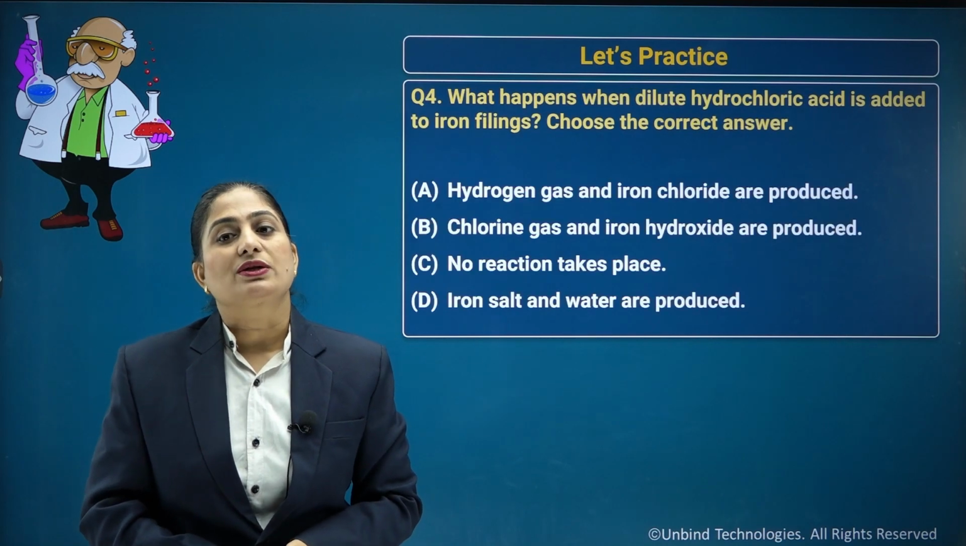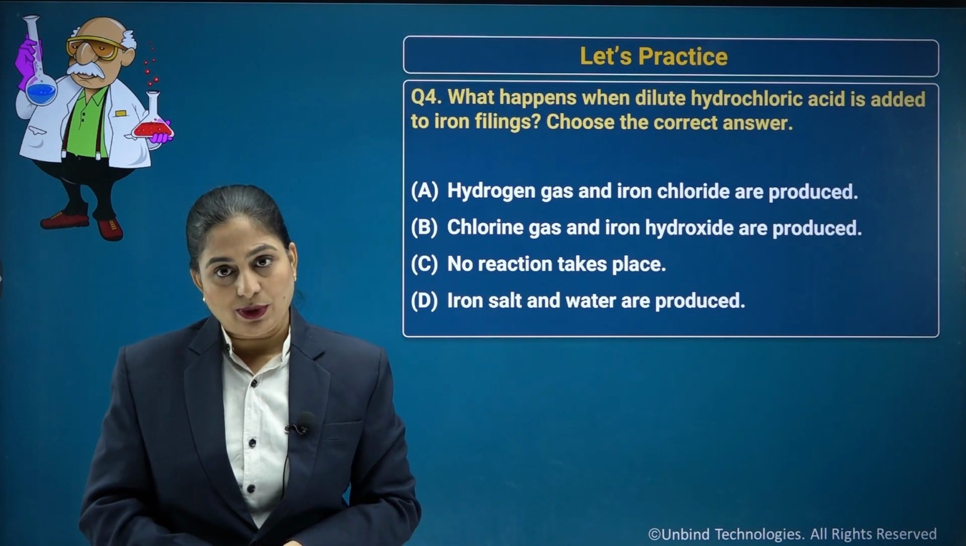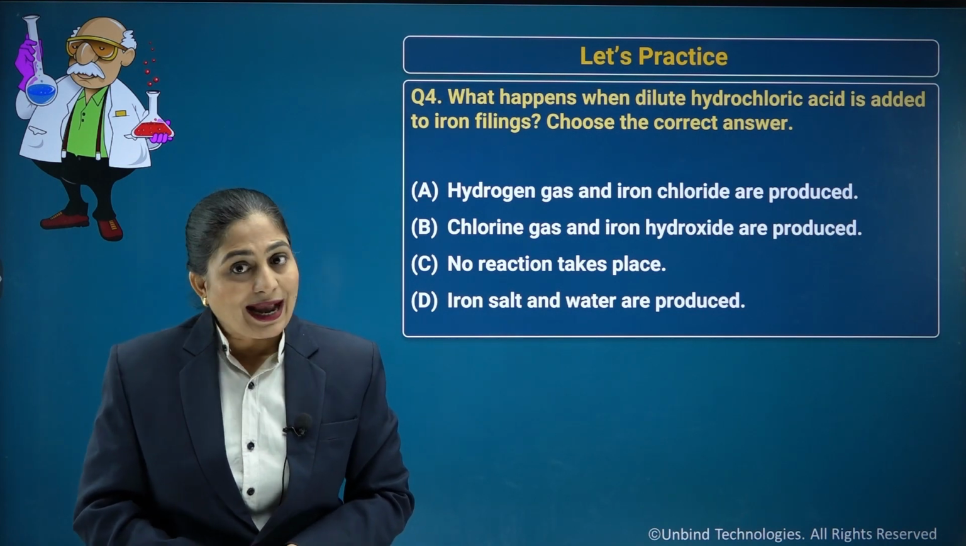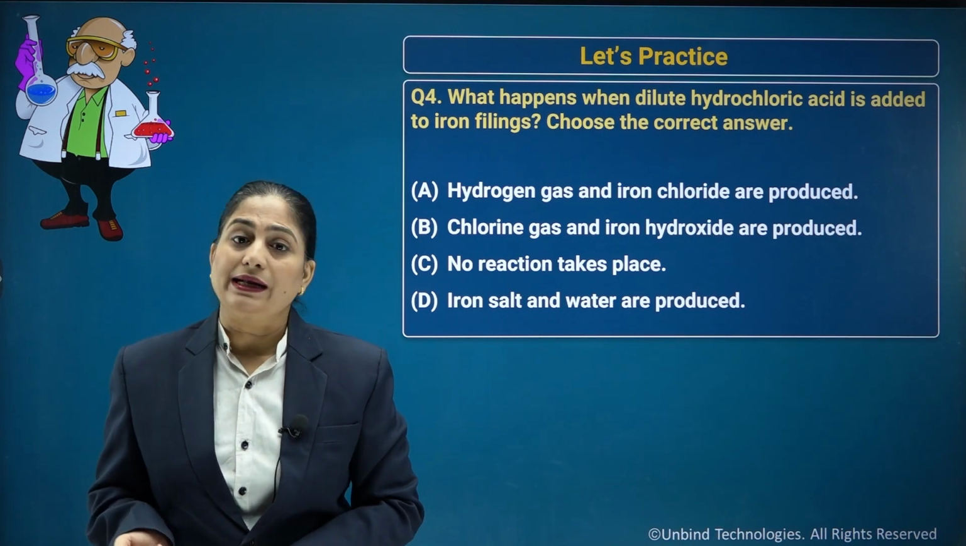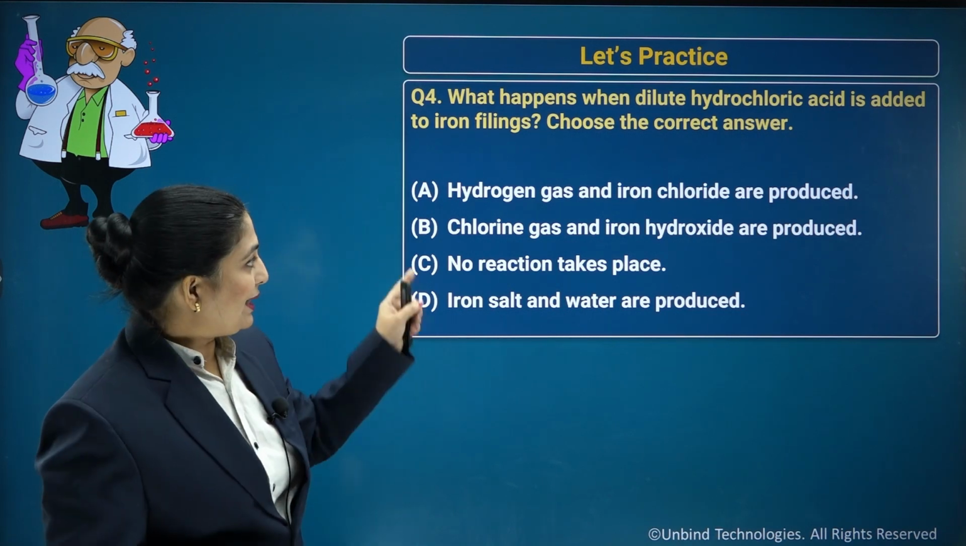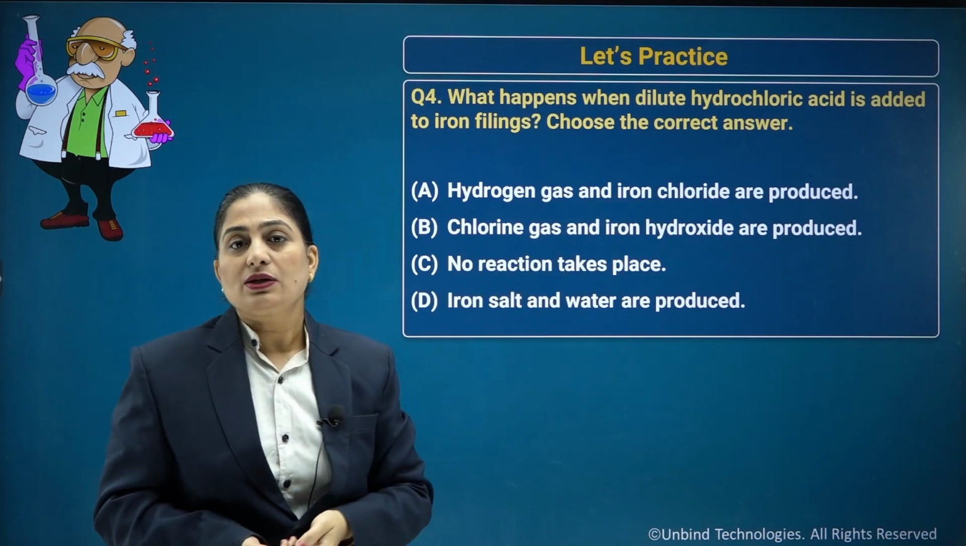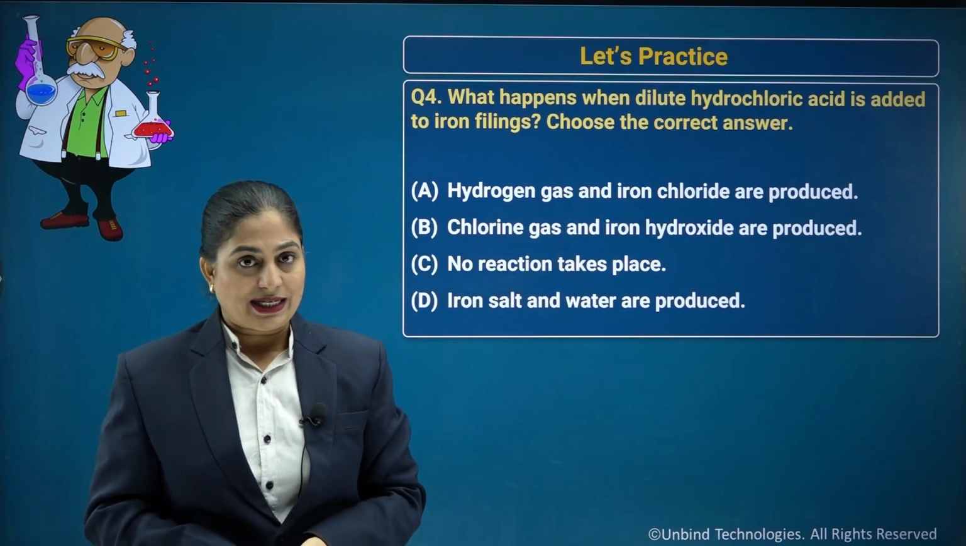What happens when dilute hydrochloric acid is added to iron filings? So when iron is added, Fe plus HCl, we get iron chloride along with hydrogen gas. So hydrogen gas and iron chloride, I can see in option 1. So option A is correct.